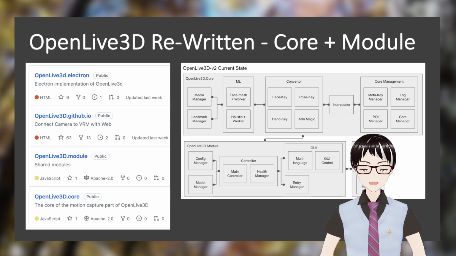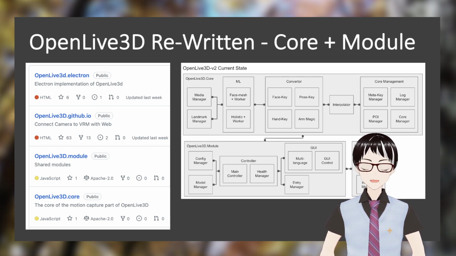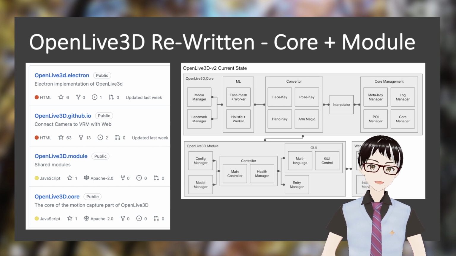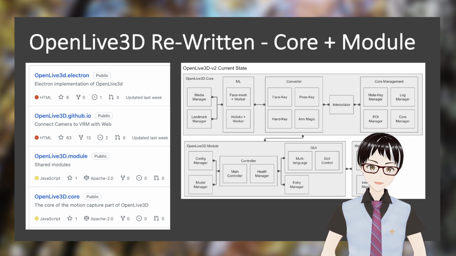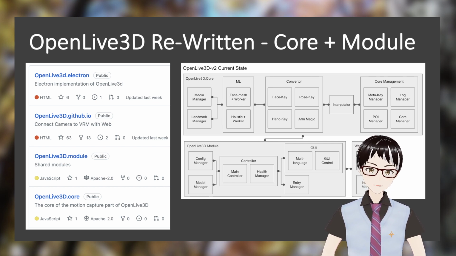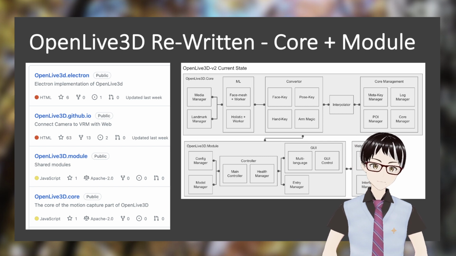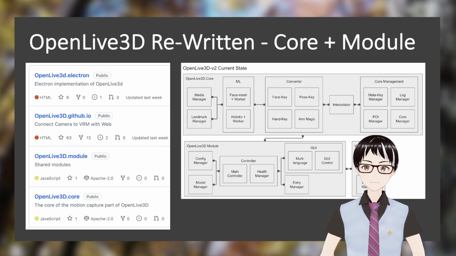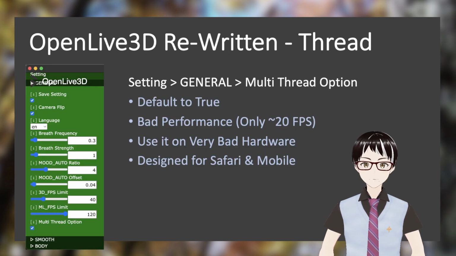But for the module part and the core part, the website and Electron will utilize the same modularized system, so that we don't have to change everything when we update a new feature. We just need to change the core, or we just need to change the module, and both the Electron app and the website will benefit from it.